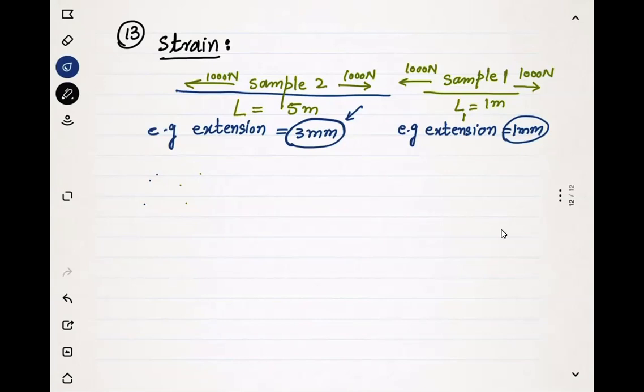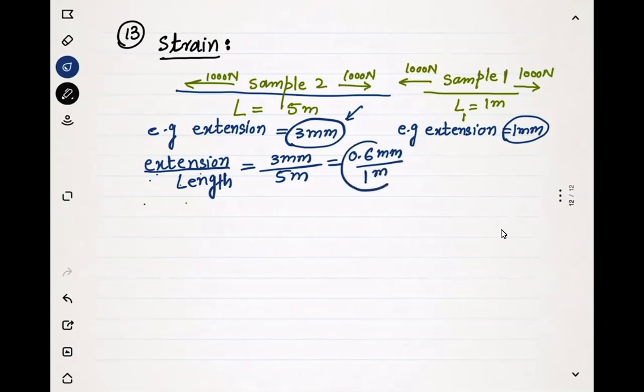So if we define extension over length in both cases, here extension over length will become: extension is 3 millimeter and length is 5 meter. So the constant that we are calculating will become 0.6 millimeter per 1 meter. However, originally when we are calculating that, we will convert the units into meter. Yet right now, to understand the concept, we can go with millimeter.